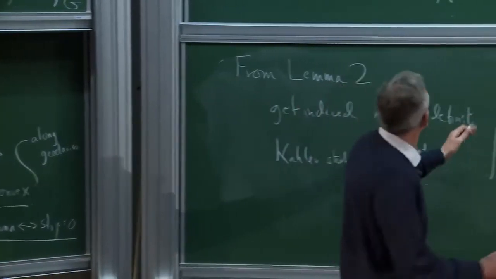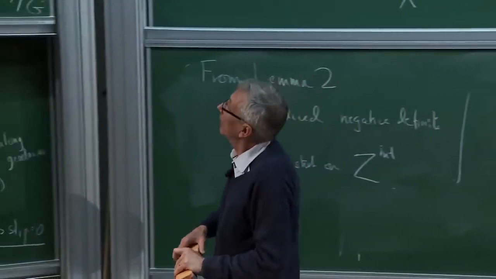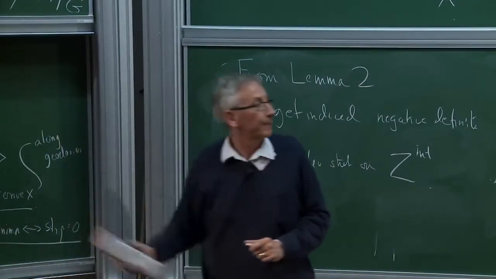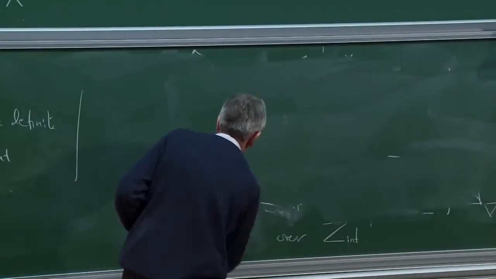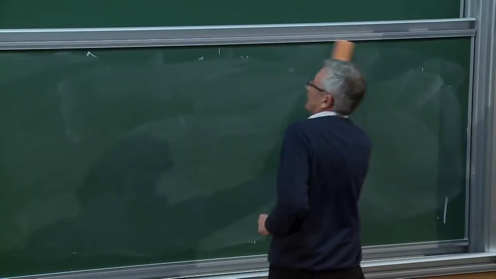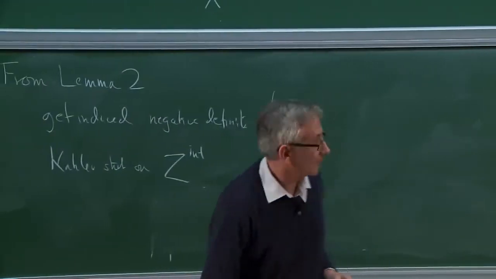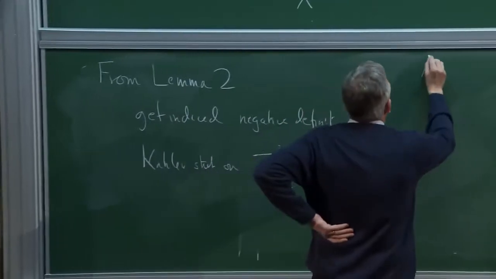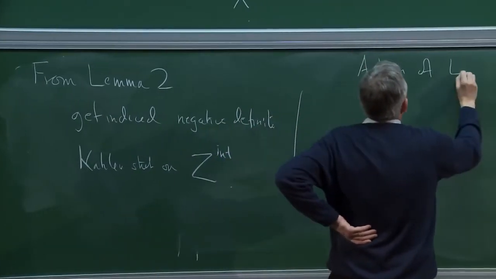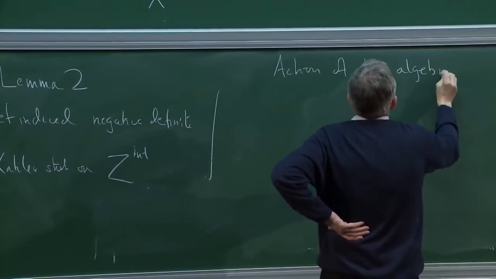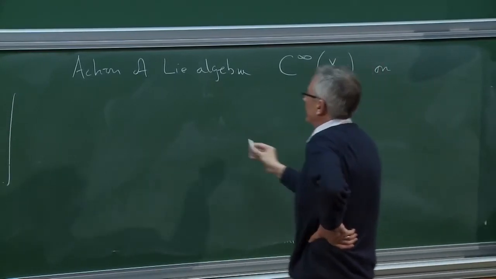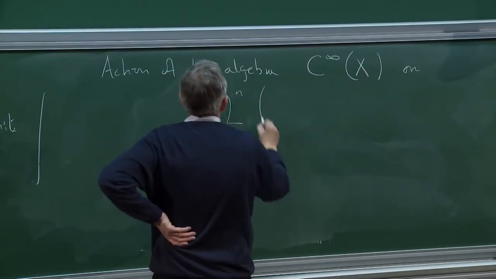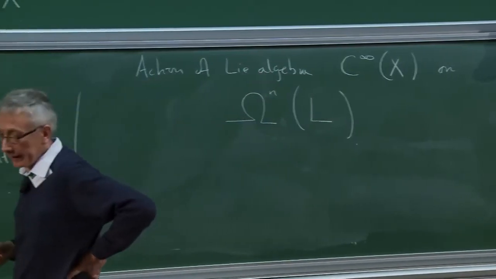Okay, so what we do have time to do is to see how the moment map comes about. But what is the action of the Lie algebra of our group, C infinity of x, on, well, first of all, let's take all the n-forms with value in L.